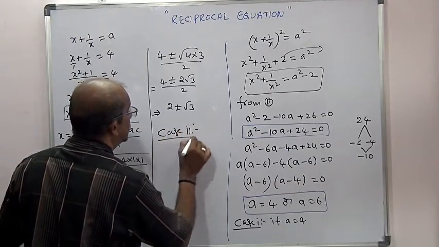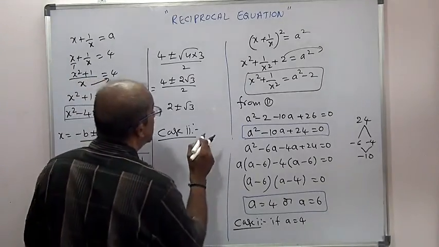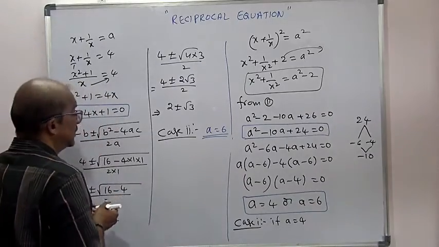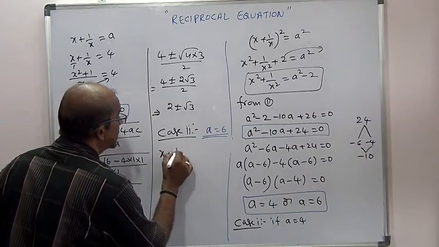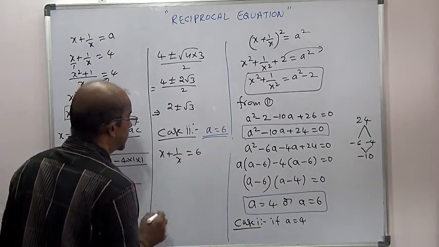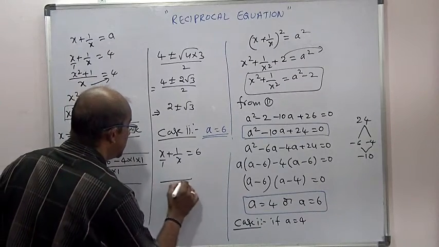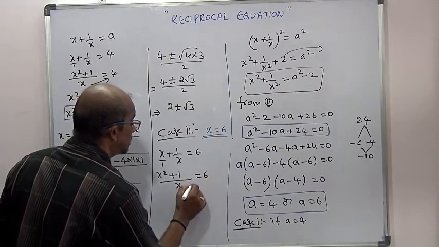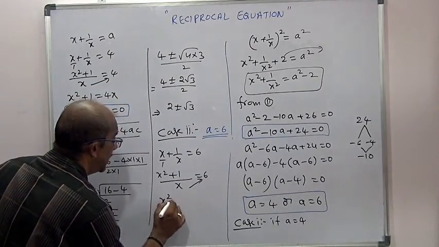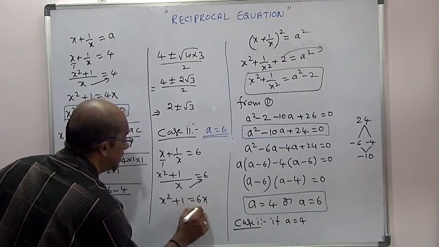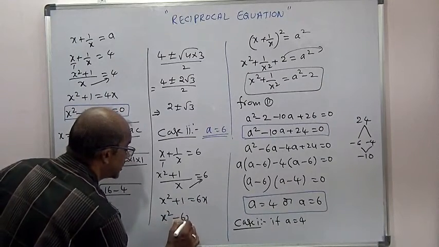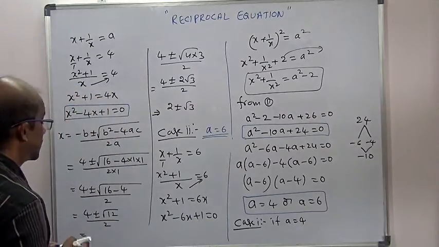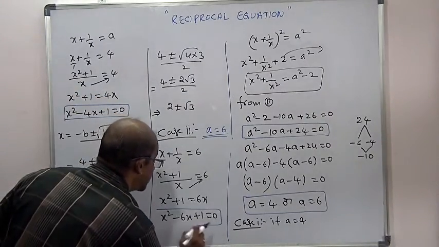Next, in case 2, if a is equal to 6, x plus 1 by x is equal to 6. So in the same procedure, the denominator is x square plus 1 is equal to 6, cross multiplied. x square plus 1 equal to 6x, x square minus 6x plus 1 equal to 0. This is also a quadratic equation.